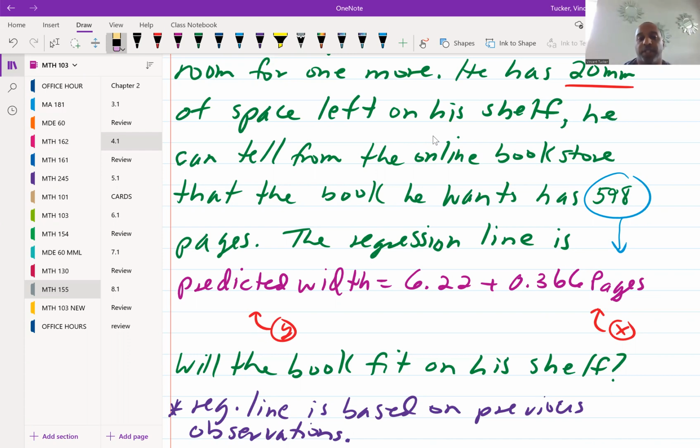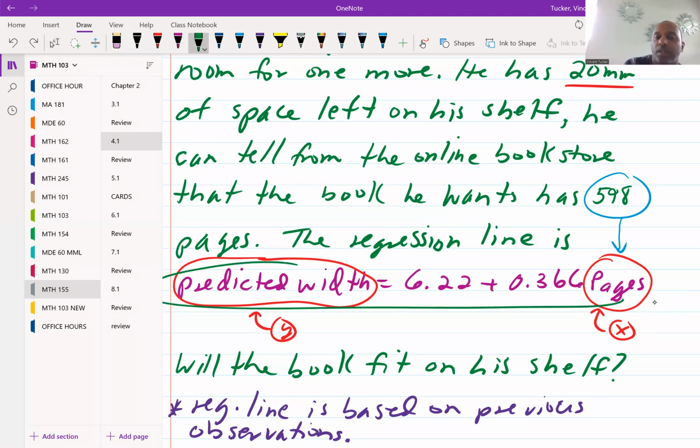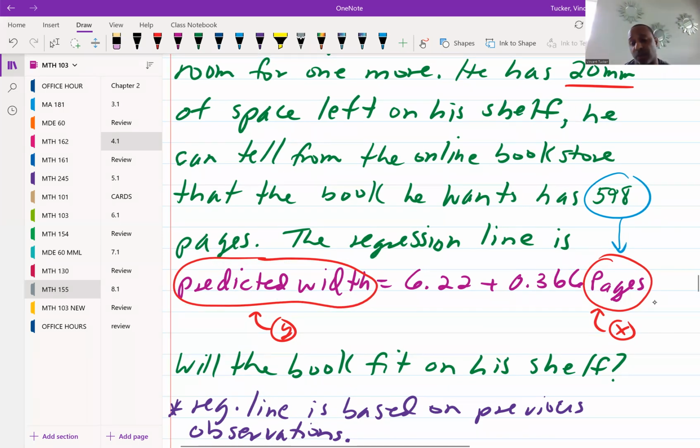Now, will the book fit on his shelf? The way this is set up, in MyMathLab for this class, a lot of times they'll have words to represent, like how we had y and x. So in this case, the predicted width is your y, and then x is your pages. They gave us this whole equation for our regression line. We'll talk about how to find the regression line, but in this example, they gave it to us.